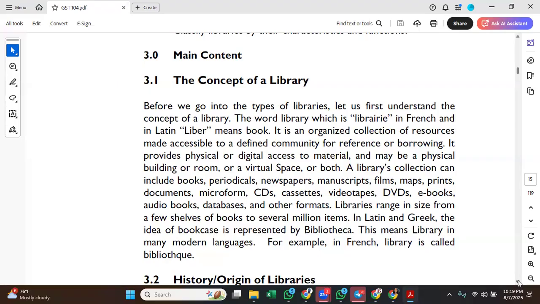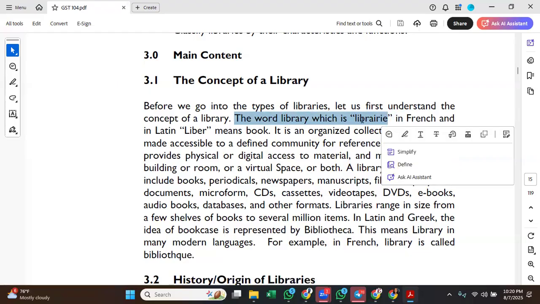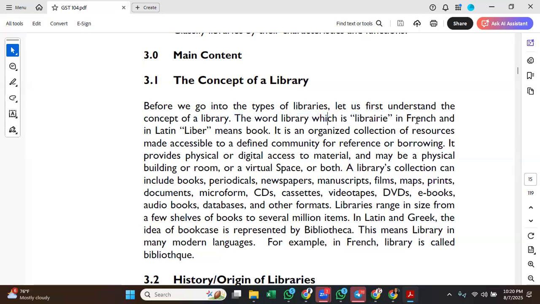The word library, which is library in French, or however you call it. Please, the questions you will meet in TMA and your exam, they will not pass all of these. Some of these questions come out. The question bank is very large, but sometimes you might be lucky to meet some of these funny ones too. So the word library, which means library in French, and in Latin, liber, means book.